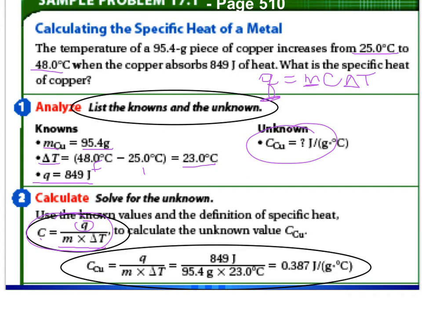0.387 joules over grams times Celsius, and this is going to be that specific heat capacity of the copper that we were looking for. Maybe you can go back a few slides and see if this is the same value that was on the previous slide.